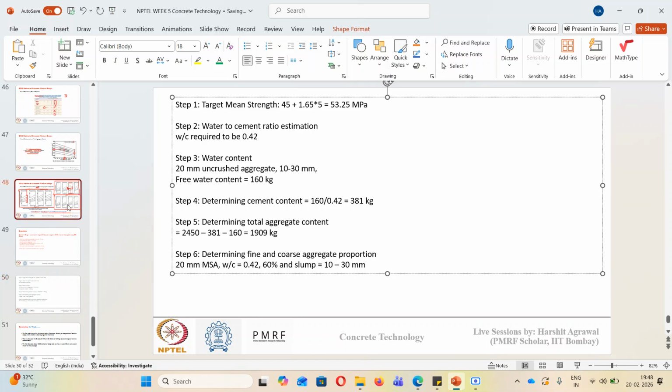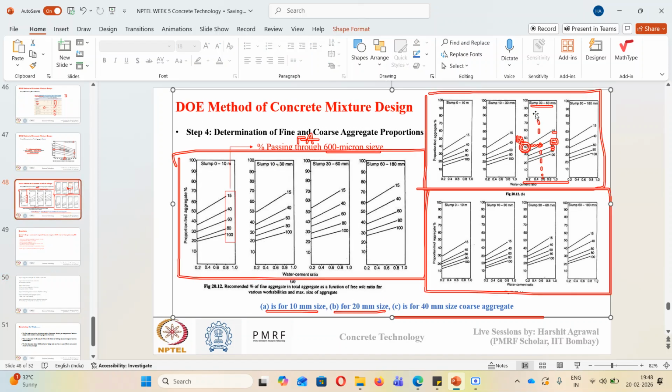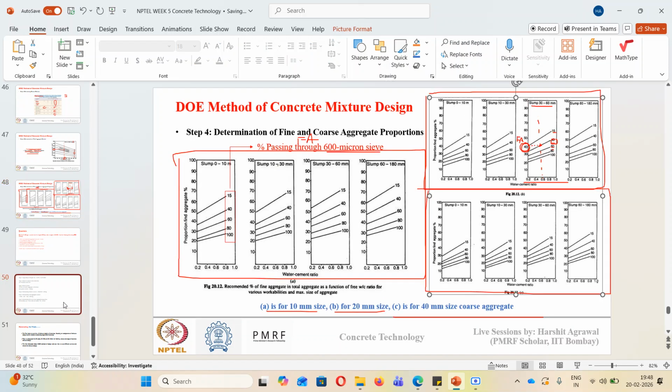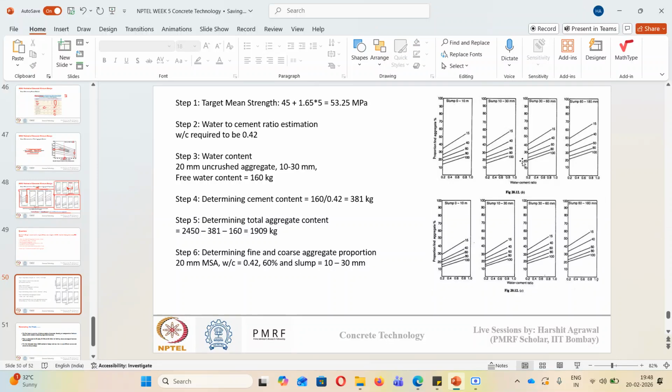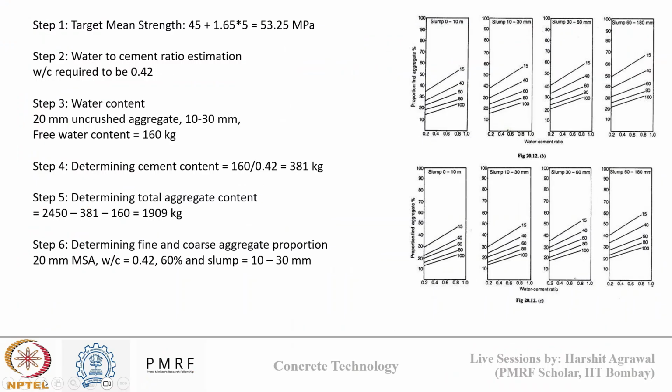Okay, so since it is 20 mm nominal aggregate size, so I will use this set of curve. Okay, so I will place this curve. Okay, in the second curve for this range, and for 60% this curve. Okay, and for W by C ratio of 0.42, it will be somewhere here. I will get this interaction point, and it will come down as here between 20 to 30. So it is very close to 30, you can see. So I will take 30% as fine aggregate.